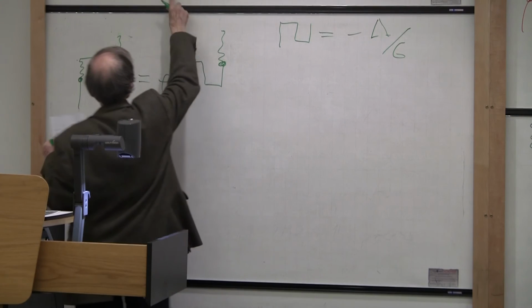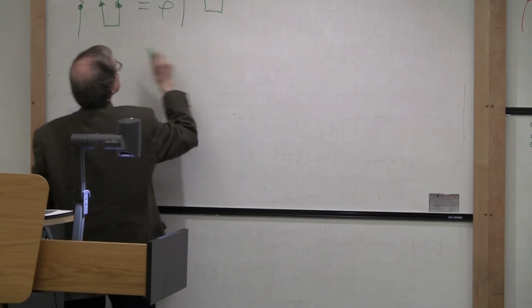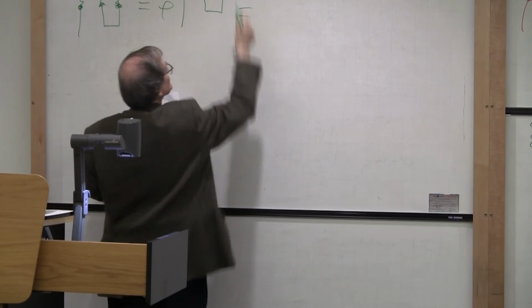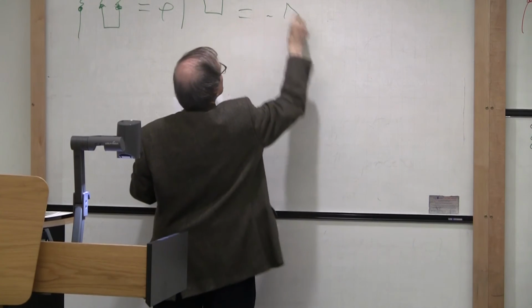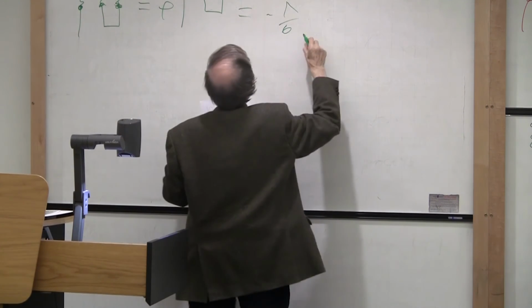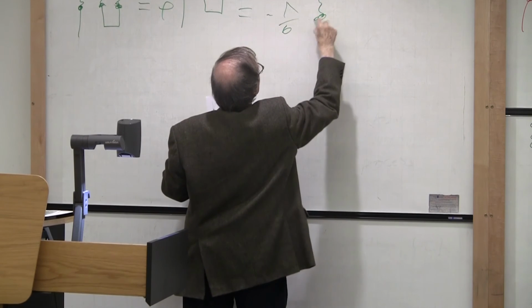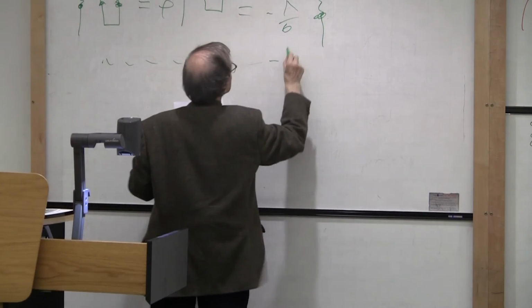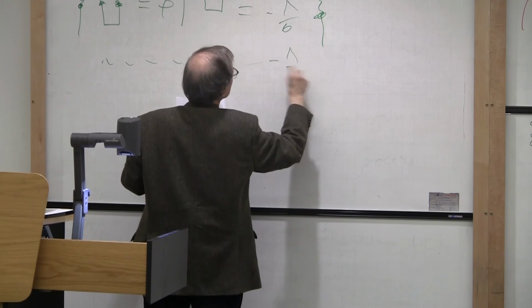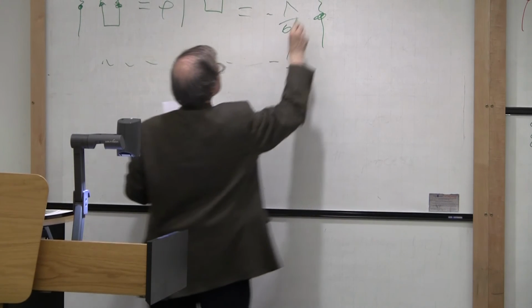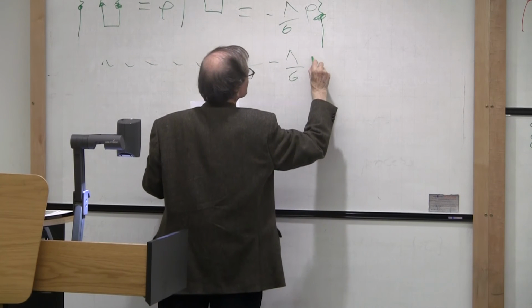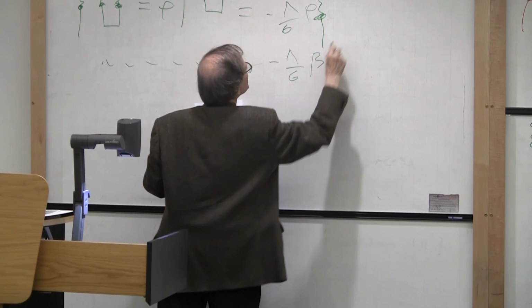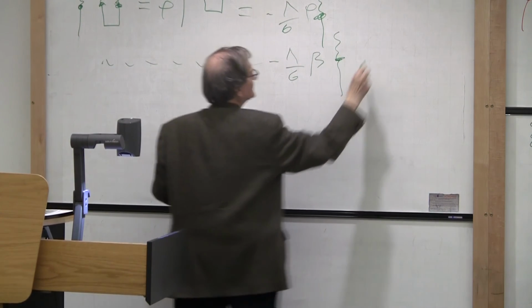So this is that, and that's equal to minus lambda over 6 or something times, and then you do the whole thing the other way around, and you get that's equal to minus lambda over 6. Sorry, there's a times rho, yes, times a beta. So it's rho equals beta.